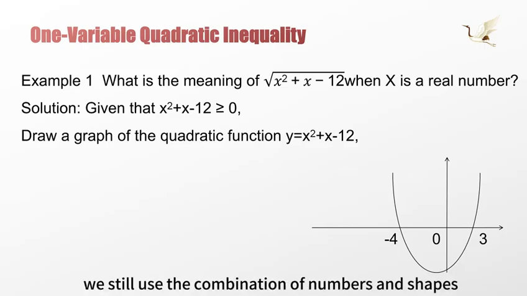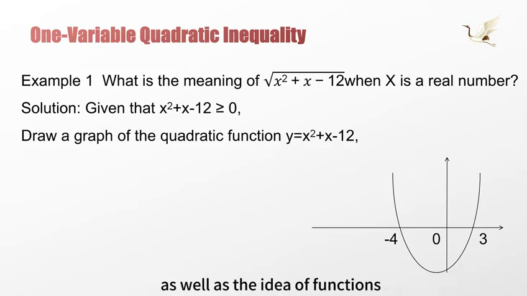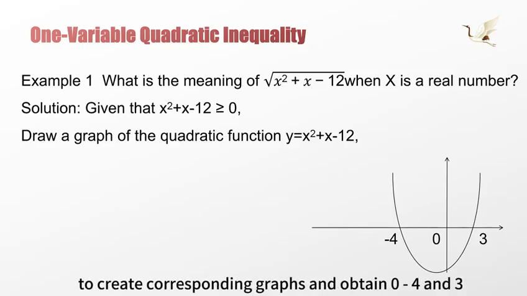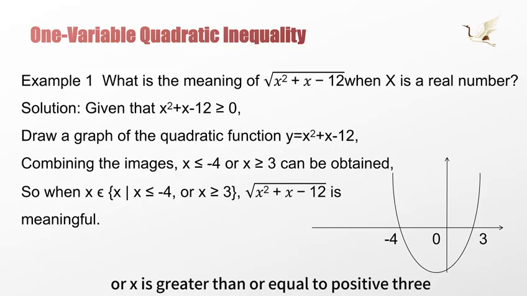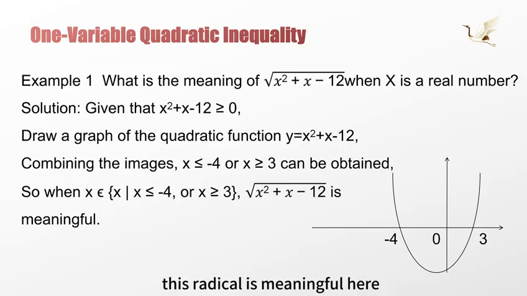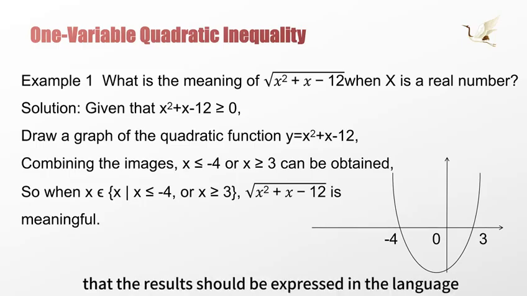We still use the combination of numbers and shapes, as well as the idea of functions, to create the corresponding graph and obtain 0, -4, and 3. Then, from the image, it can be concluded that if and only if x is less than or equal to -4 or x is greater than or equal to 3, this radical is meaningful. Here, we remind everyone again that the result should be expressed in the language form of a set.